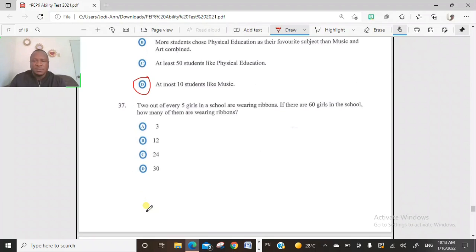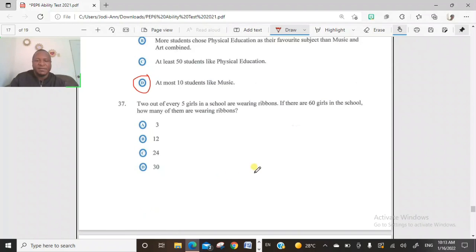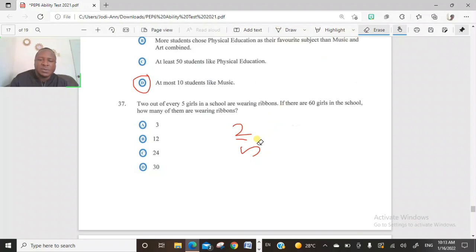2 out of every 5 girls in a school are wearing ribbons. All right, so 2 out of 5. Let me write this up. 2 out of 5 are wearing ribbons.